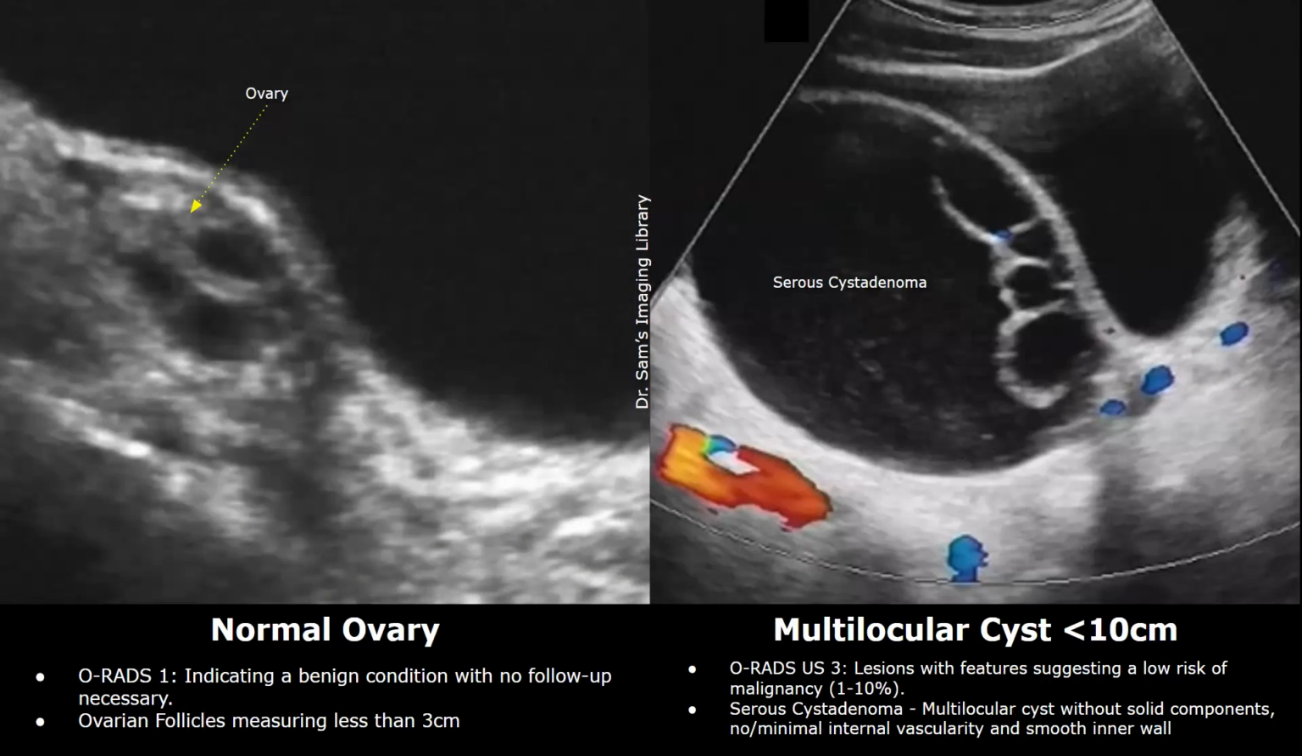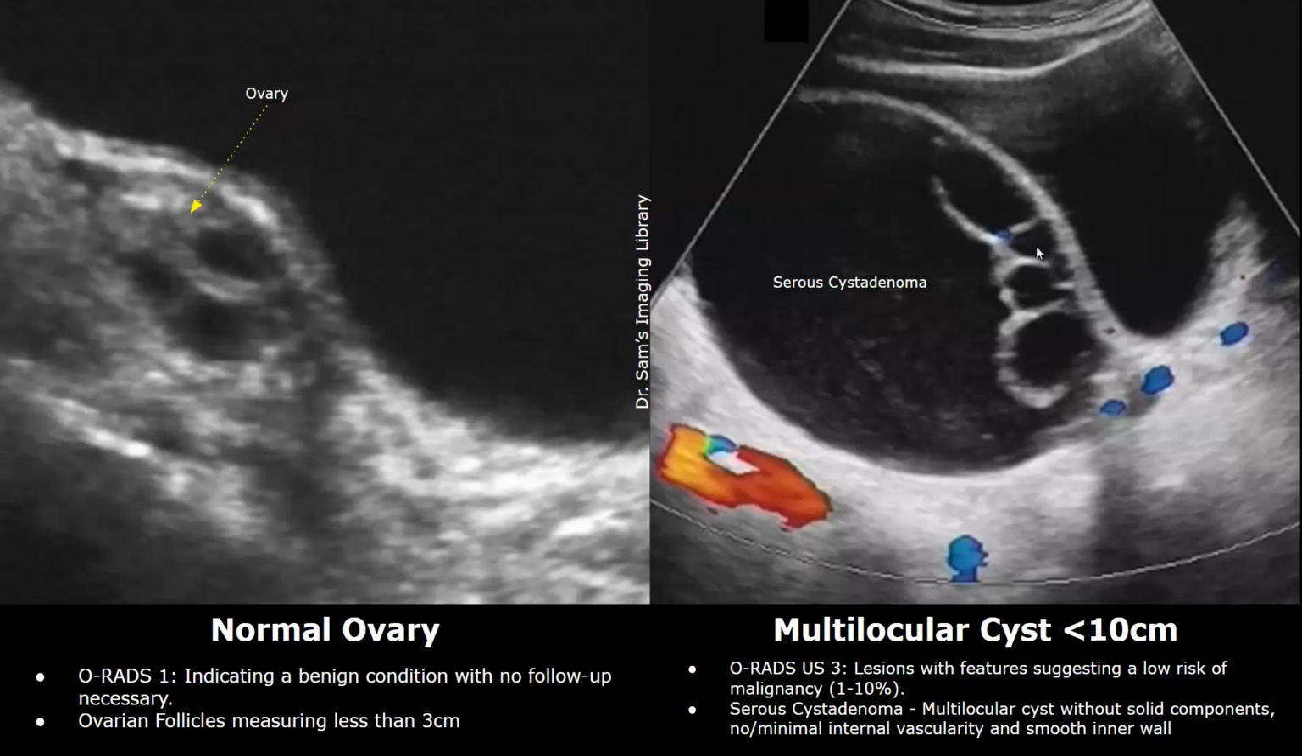O-RADS 3 includes lesions with features suggesting a low risk of malignancy, that is a 1 to 10% chance of malignancy. A multilocular cyst that measures less than 10 centimeters comes under O-RADS 3. A multilocular cyst has more than one compartment or chamber. You can see within this cystic lesion there are multiple chambers or compartments. This is a multilocular cyst.